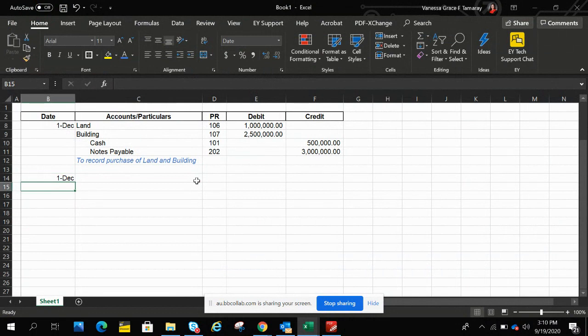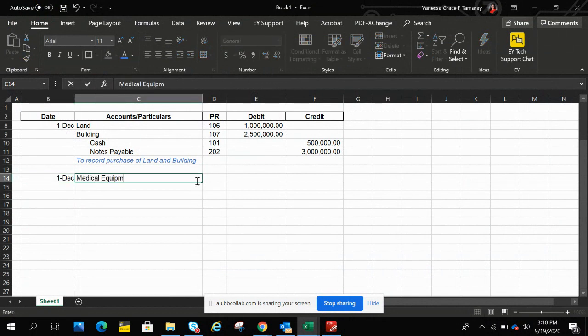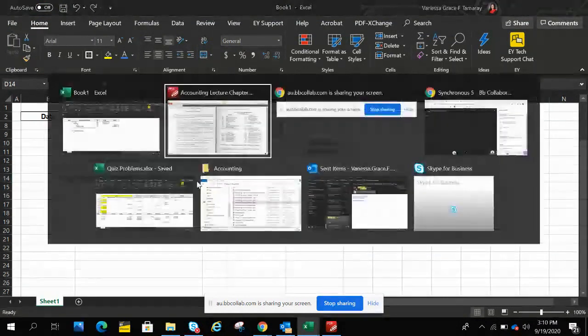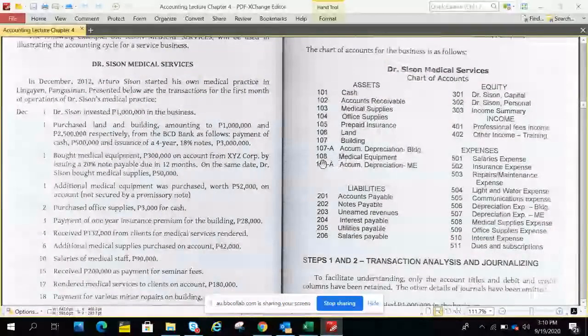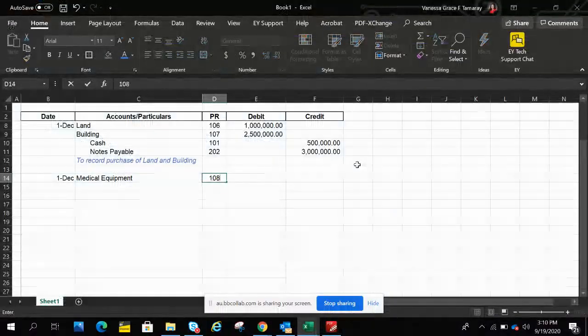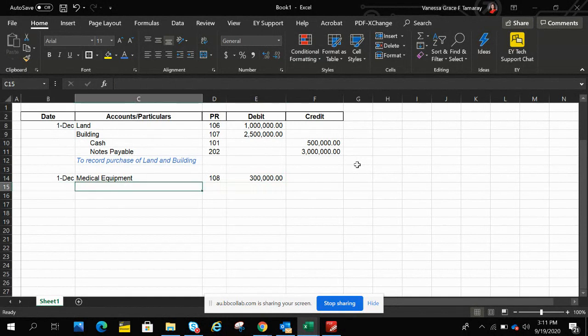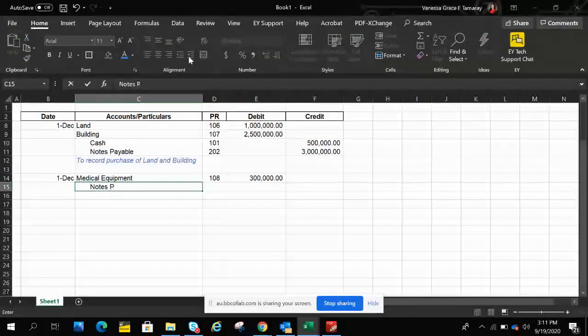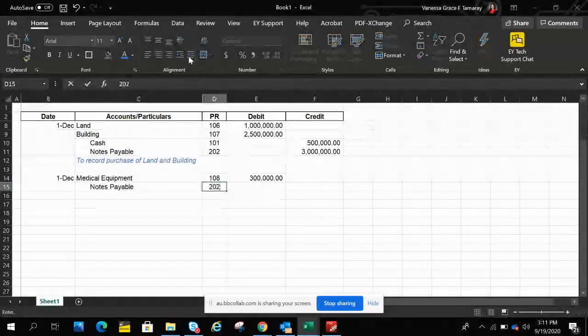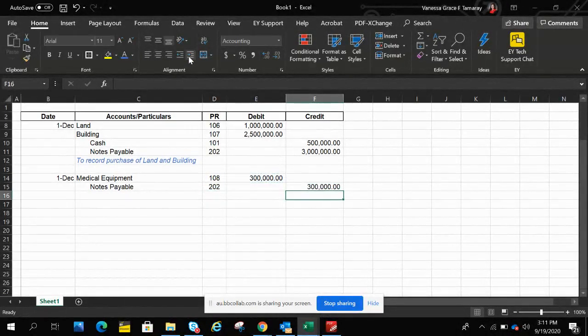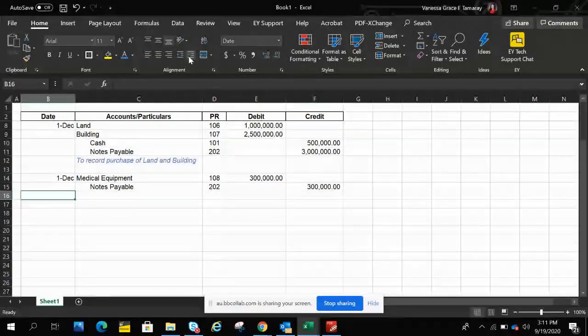December 1. First entry is debit medical equipment. Bakit debit? Because this is an asset. Now, what is a medical equipment? 108. Magkano? 300,000. Ano yung credit natin? Nagbayad ba tayo? Hindi. Hindi tayo magka-credit ng cash. Anong credit natin dito? Nagbigay na naman daw tayo ng notes payable. So, notes payable, 202, and in the amount of 300,000 pesos.